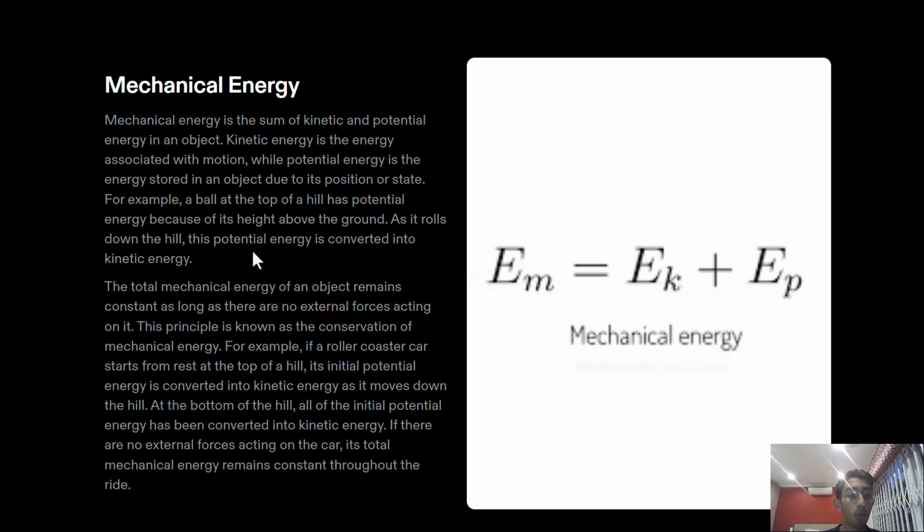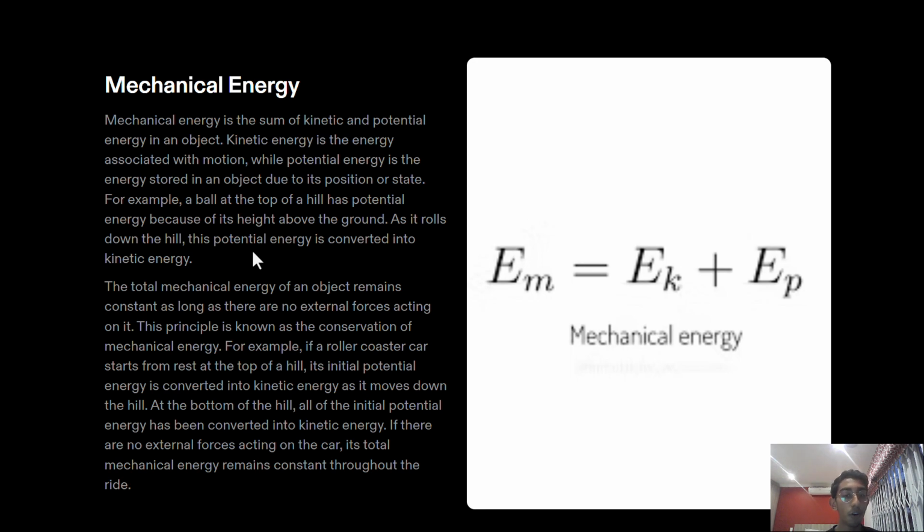For example, a ball at the top of a hill has potential energy because of its height above the ground. As it rolls down the hill, this potential energy is converted into kinetic energy. The total mechanical energy of an object remains constant as long as there are no external forces acting on it. This principle is known as the conservation of mechanical energy, which we'll delve into a bit later.